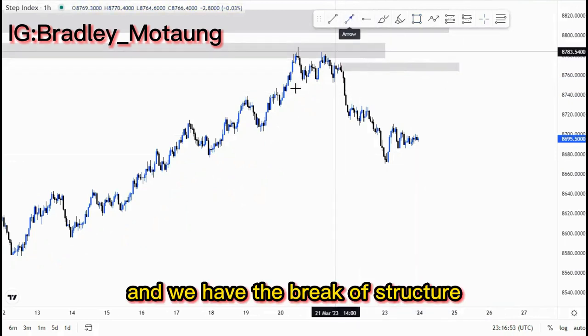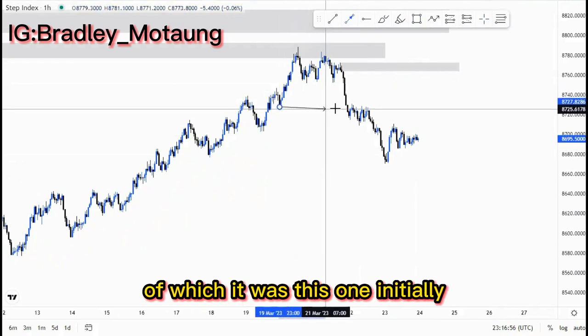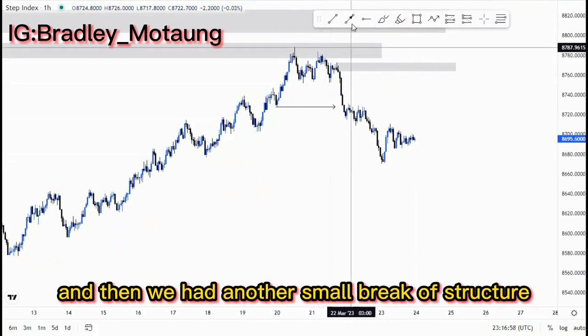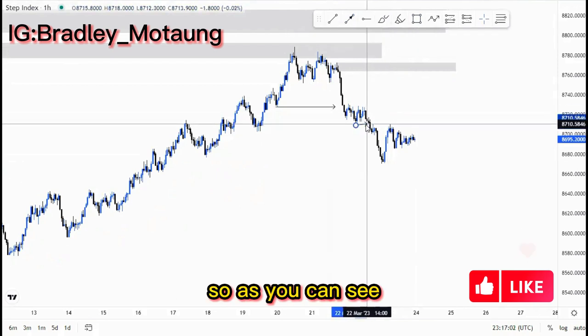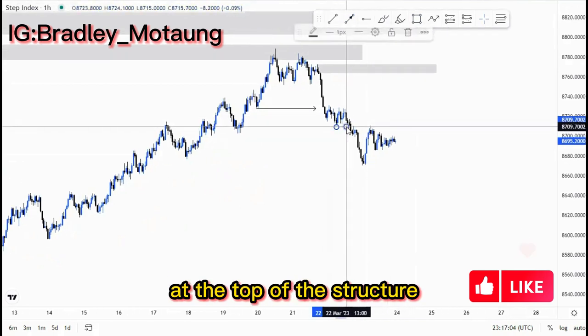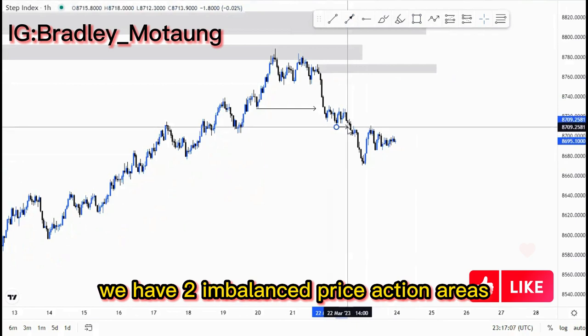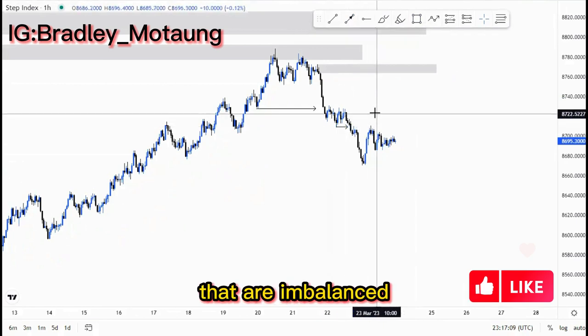And we have the break of structure, not forgetting the break of structure, which was this one initially, and then we had another small break of structure, which is this one here. So as you can see at the top of the structure, we have two imbalanced price action areas, or supply areas, that are imbalanced.